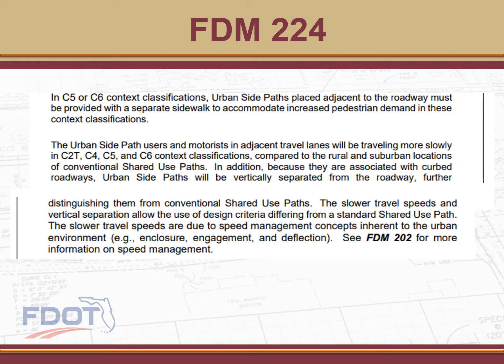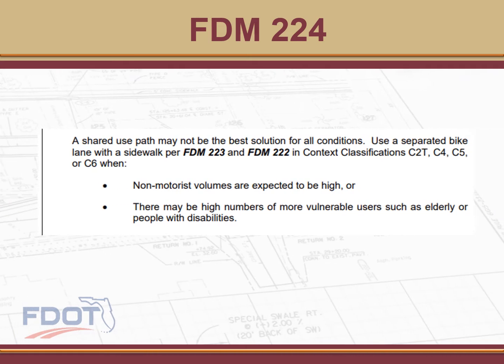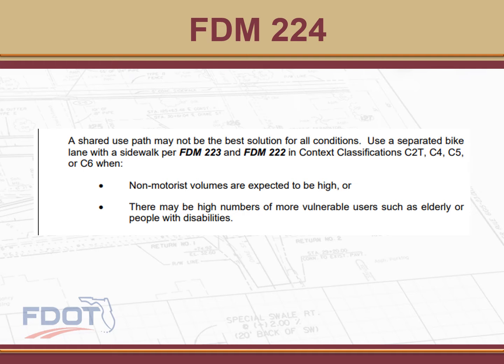Here we provide more information on what differentiates an urban side path from a shared use path, and also that in some cases a sidewalk must also be provided. Next, we clarified that it is best practice to separate pedestrians from people biking if it is anticipated the facility will be crowded, which may not be exclusive to the denser context classifications. It is also best practice to separate users if there may be high numbers of particularly vulnerable pedestrians, such as the elderly or people with disabilities.